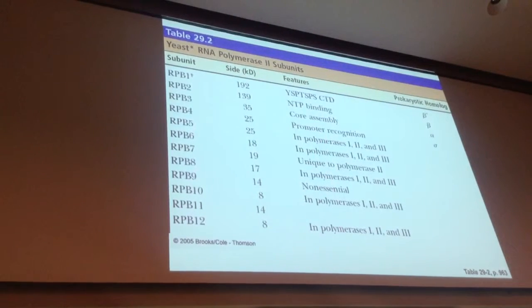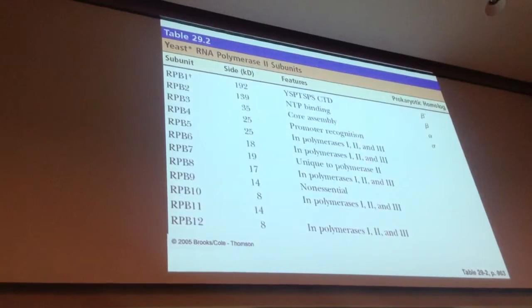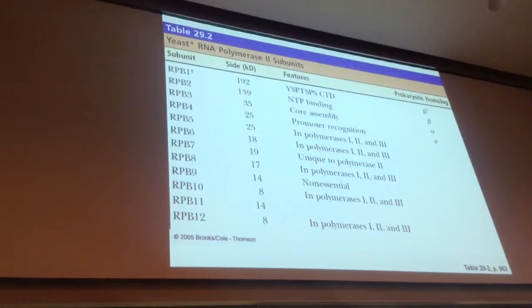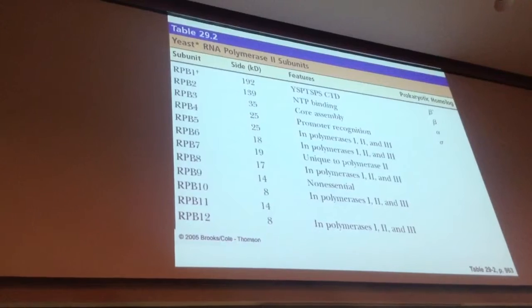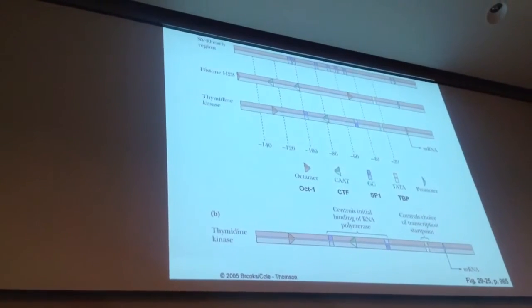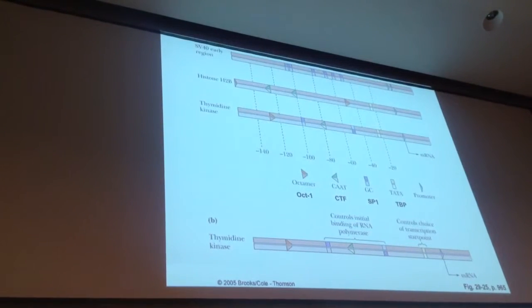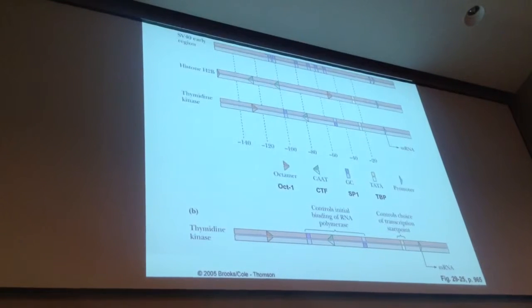These other subunits, which are all part of polymerase 2, some of them are found in all of the polymerases. You can see one is only found in polymerase 2. But anyway, there's a dozen subunits or so. And in polymerase 2, there are different types of promoters. There are promoter regions that are recognized by different proteins.